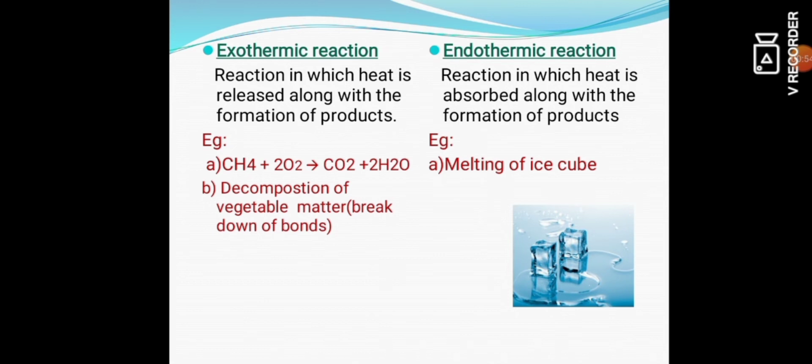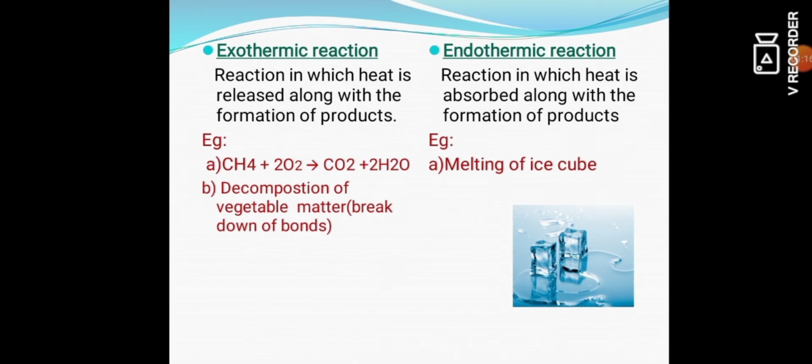The second example is decomposition of vegetable matter. The decomposition of the vegetable matter into compost is also an example for exothermic reaction. So exothermic reaction is basically known as when the reaction takes place, the heat energy is released. Those types of reaction are termed as exothermic reaction.